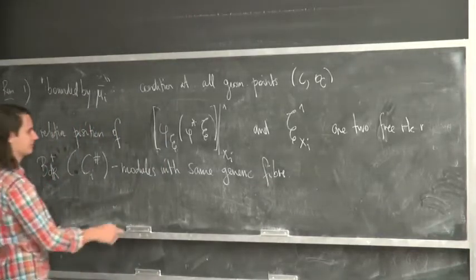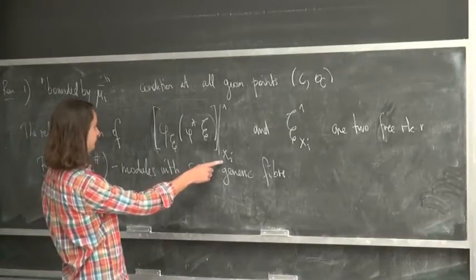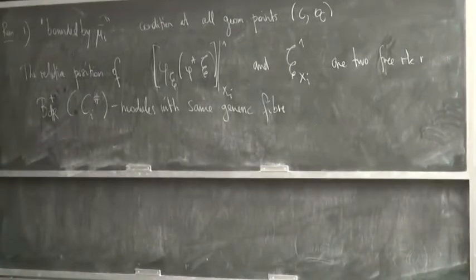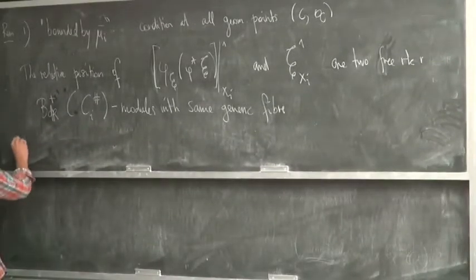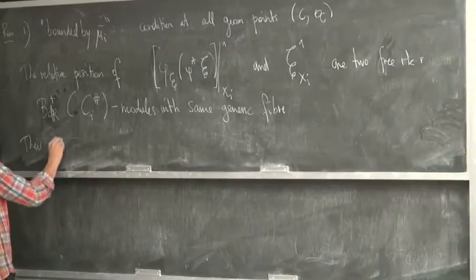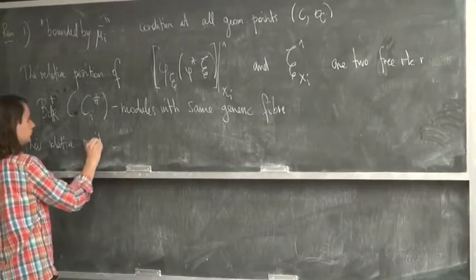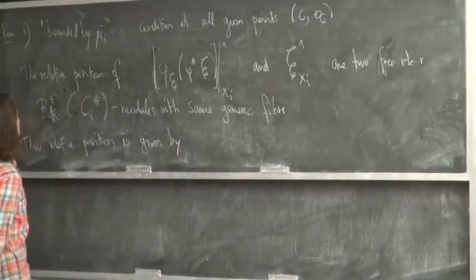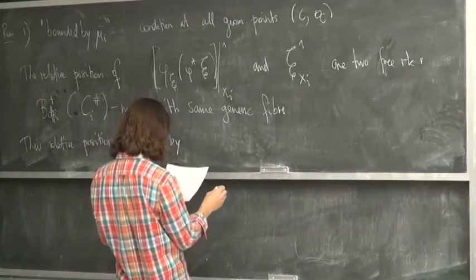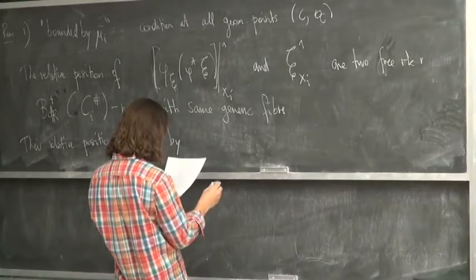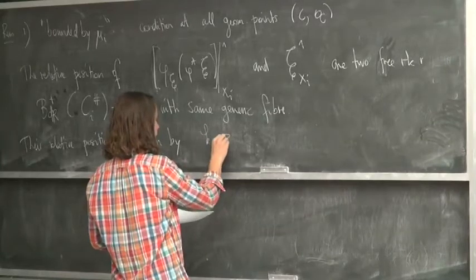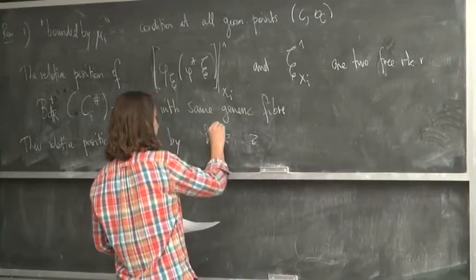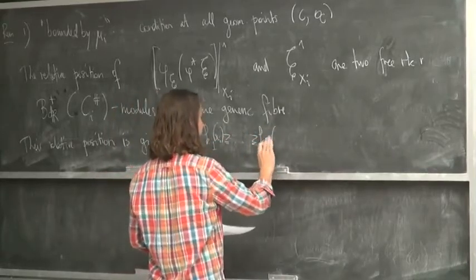Fine. Like if I would put it inside, I would have to restrict to phi inverse of xi or something. So their relative position is given by a sequence of integers. Let's call it just k: K1 at xi, Kn at xi, Kr.